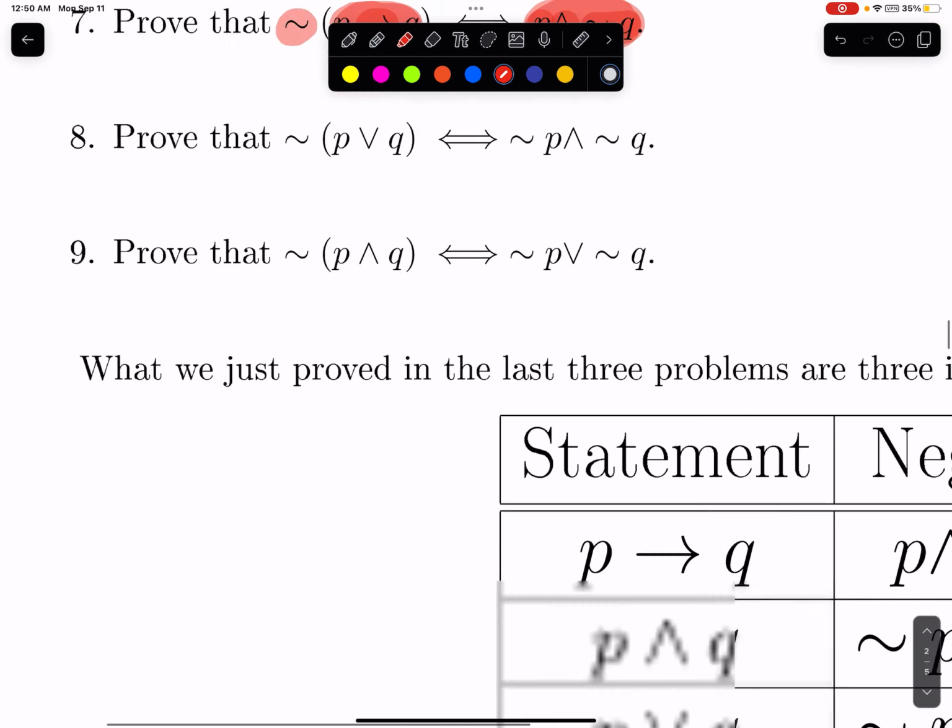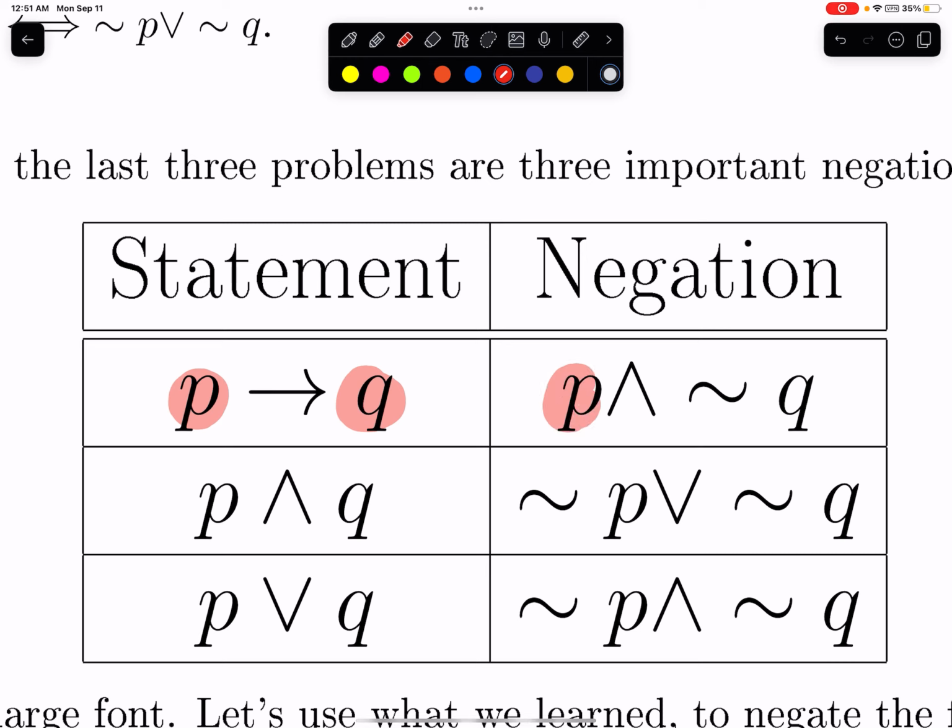So let's look at this table now. The original statement is if P then Q. I kept the left the same, negated the right side, and transferred this if-then statement to an and. That's how you negate.